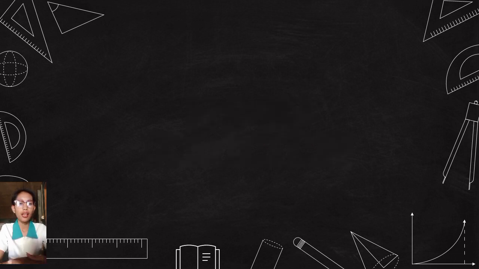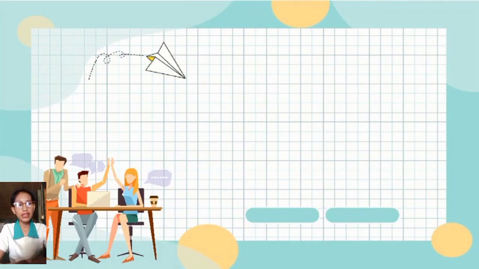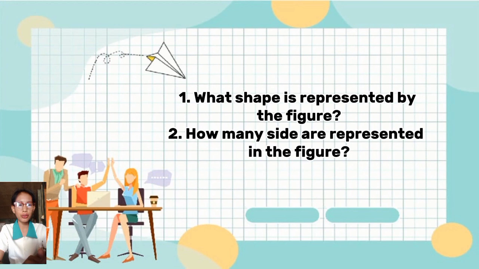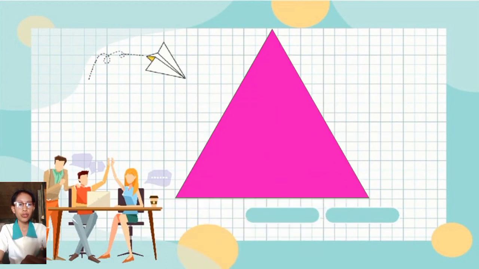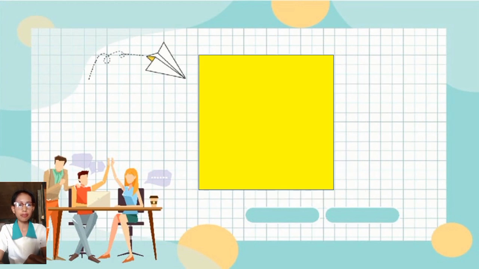Very good. Before we move to the discussion, let me first show you a figure and answer the following questions. First question is, what shape is represented by the figure? And the second question is, how many sides are represented by the figure? So, first picture. Correct. It's a triangle and it has 3 sides.